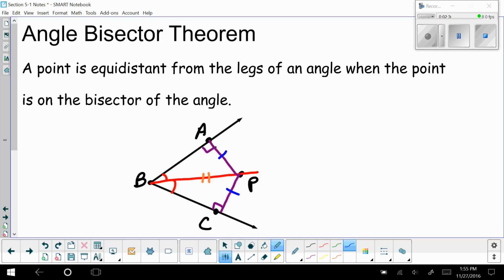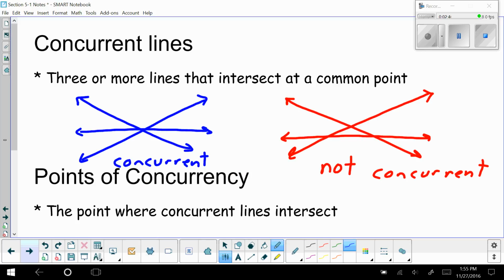the angle bisector. And this is important for us because now, if you think about it, when we deal with triangles, the name literally means three angles. And what we're going to be looking at are what are called points of concurrency. So first I need to talk about what a concurrent line is. What are concurrent lines? Concurrent lines are three or more lines that intersect at a common point. So the blue I have here is an example of three lines, 1, 2, 3, that are all intersecting at one point here. So those are concurrent lines.